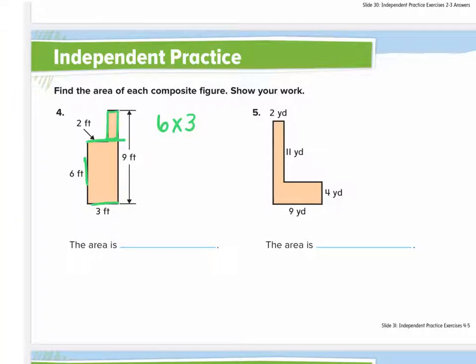To find that, we're going to take 9 minus 6, because that will tell us this side, and that's 3. And then 3 minus 2 to tell us this side, and that's 1. So 6 times 3 equals 18, and 1 times 3 equals 3, for a total area of 21 square feet. Now let me show you the other way.